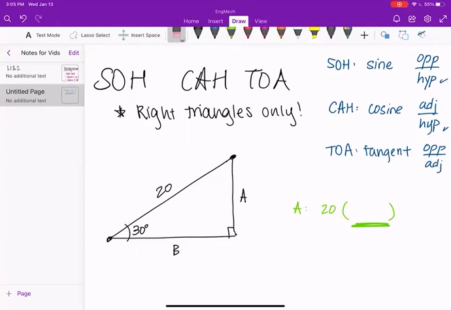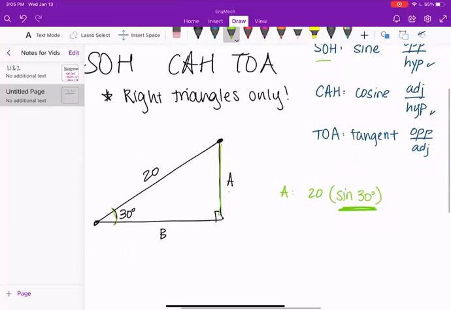If I'm looking at side A here, and this is the angle I'm given, how is this side related to that angle? Because it's across the triangle from that angle, it's the opposite. Now I have to figure out which one relates the opposite and the hypotenuse, and that is sine. So here it's going to be 20 times the sine of that 30-degree angle.